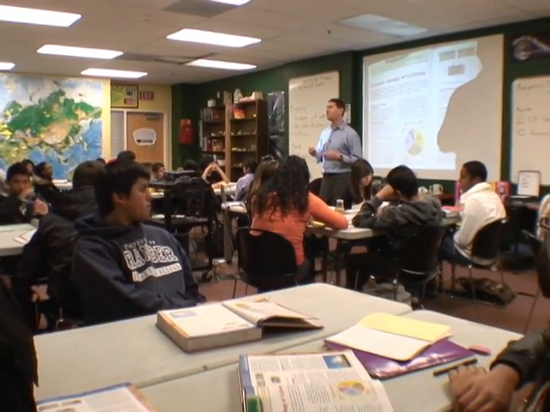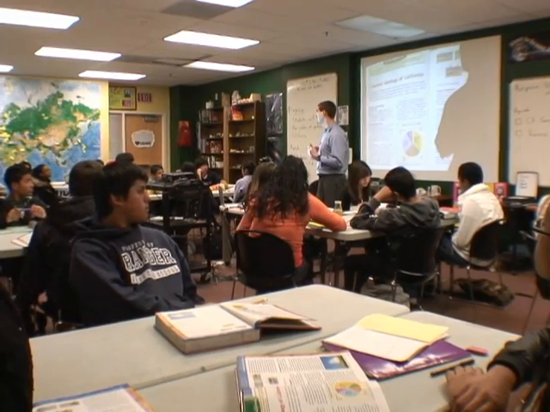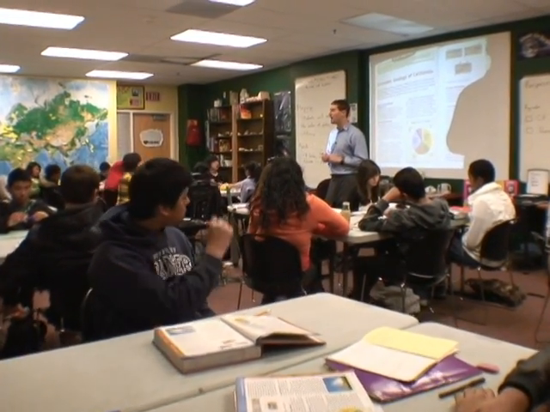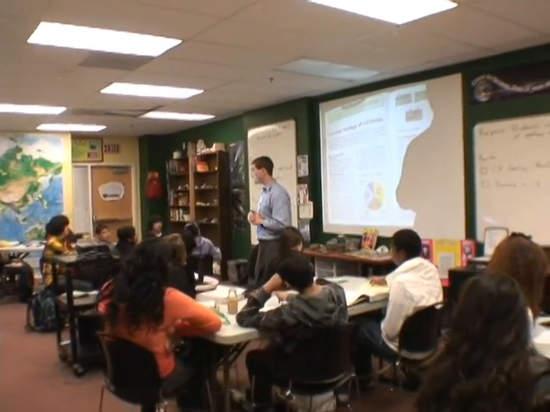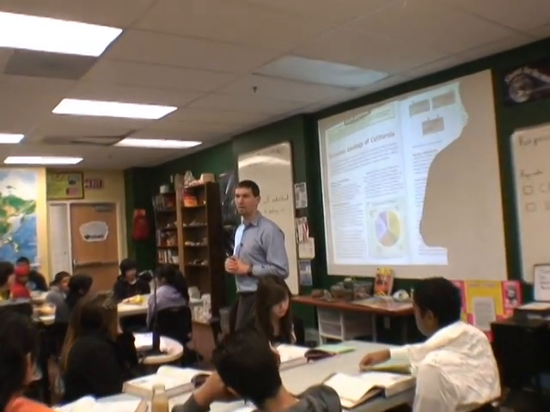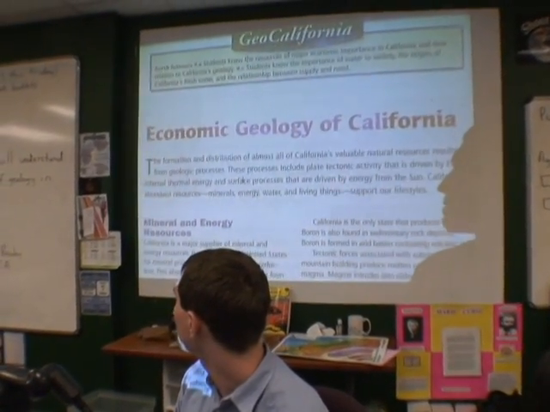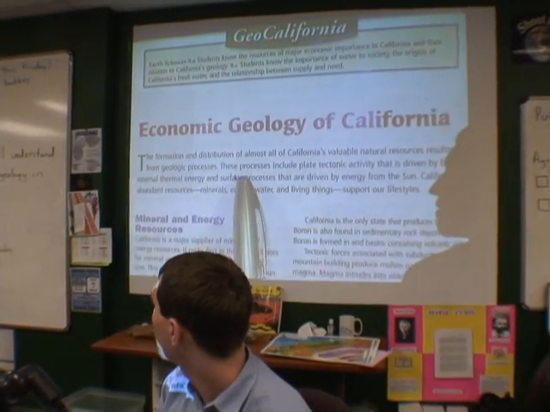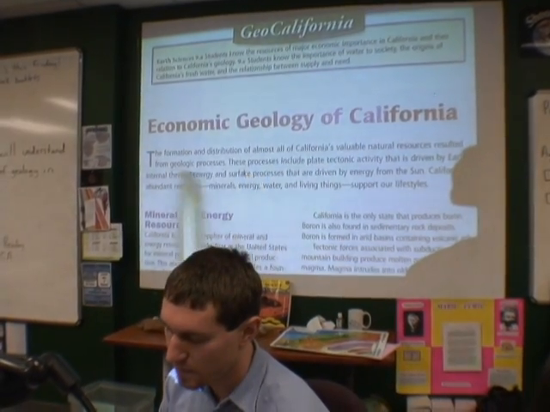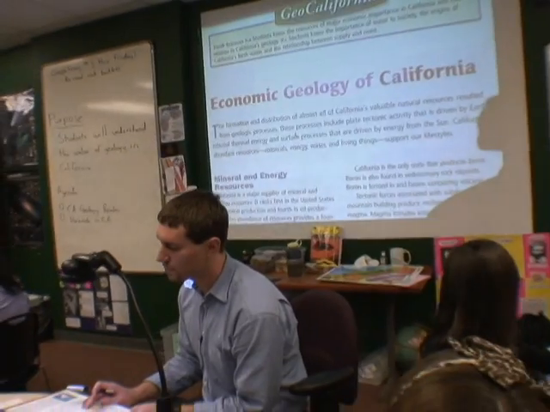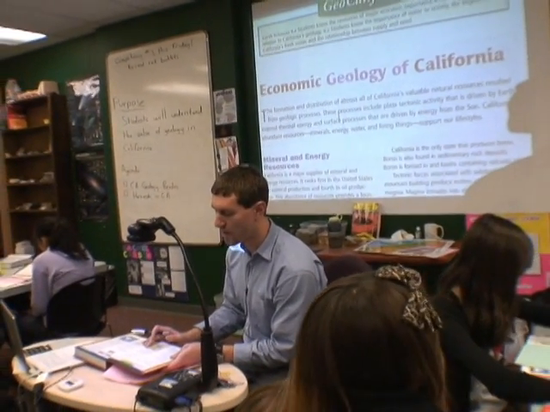So I'm going to start off by showing you how I would do it, okay, if I were reading it, and I'm going to show you my thought process as we do so, and then I'm going to have you guys try it on for yourselves, and we'll see how that works. Okay? So I'll read from this, and then I want to pick out the main information from this paragraph as I go ahead. The formation and distribution of almost all of California's valuable natural resources resulted from geologic processes.